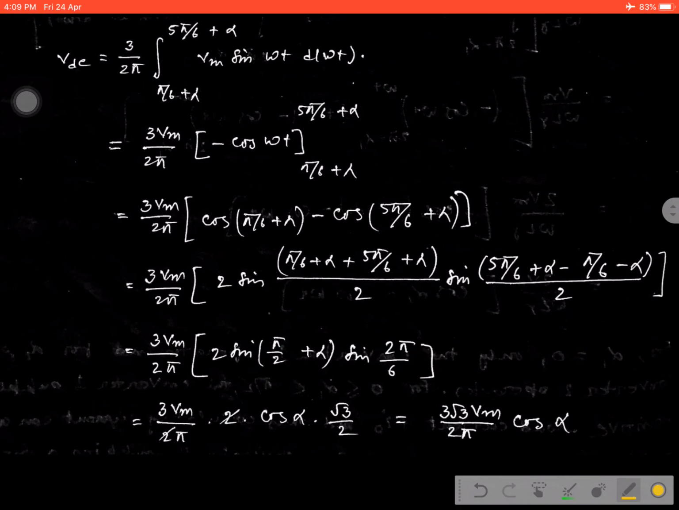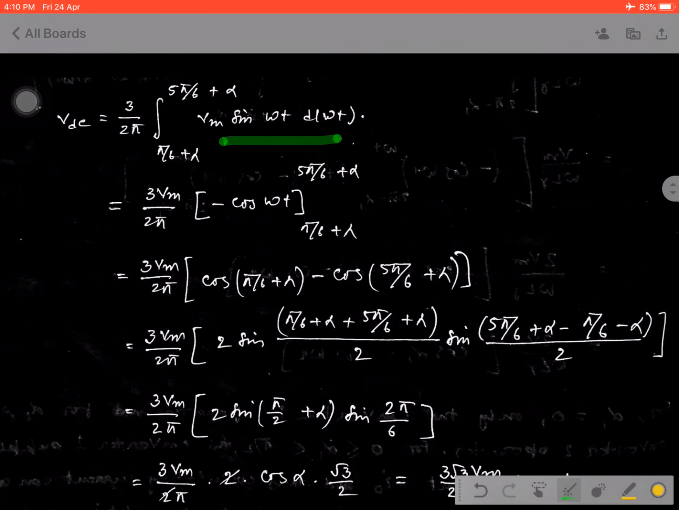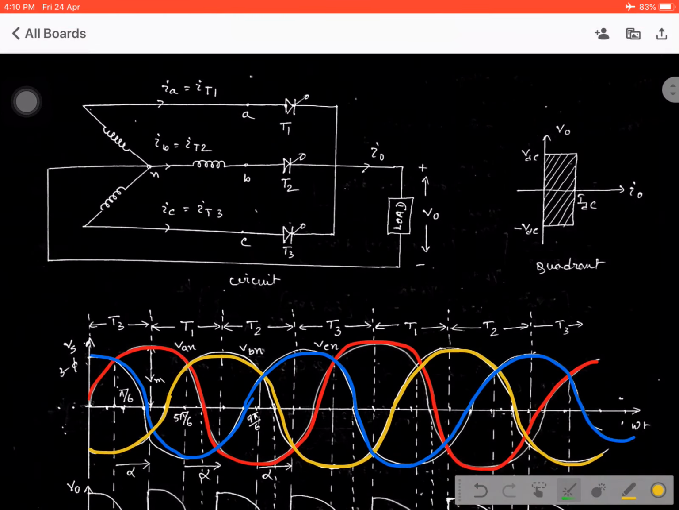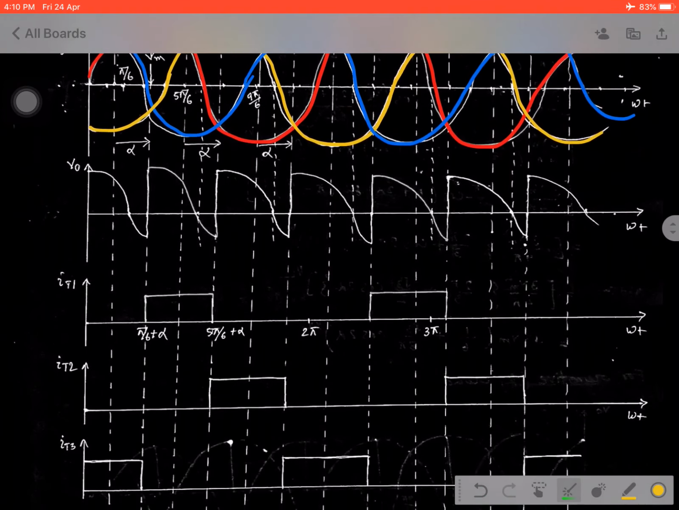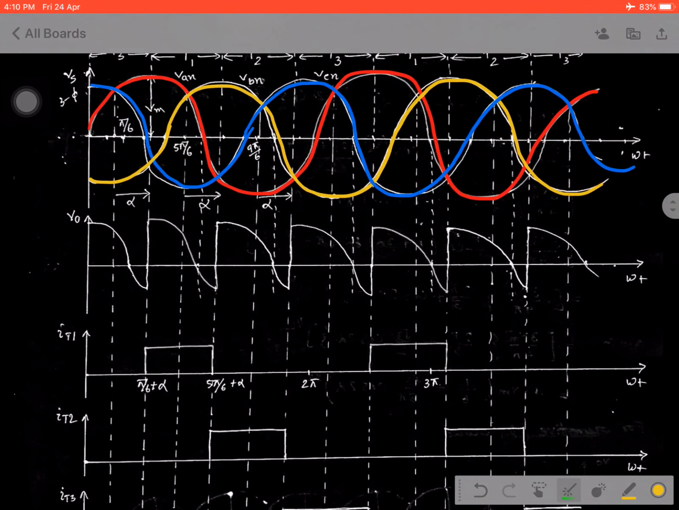So average value calculation means VDC equal to 3 by 2 pi. What is 3? That is the number of peaks in a complete cycle. Integration of this part, what does it mean? Integration of the confined region means the peak which is confined by a particular limit, and this is a voltage expression. So it can be easily understood, go through this circuit. We are going to calculate the DC value of the output voltage, so this is the output voltage waveform.